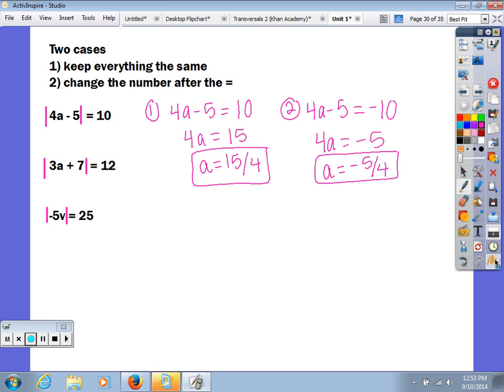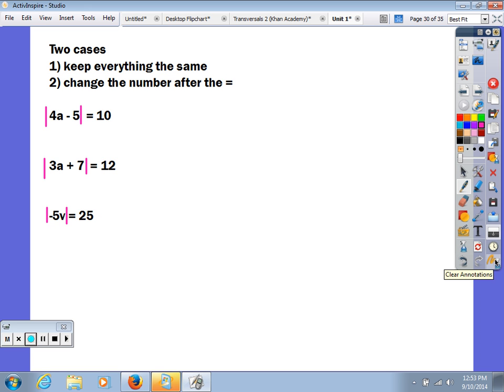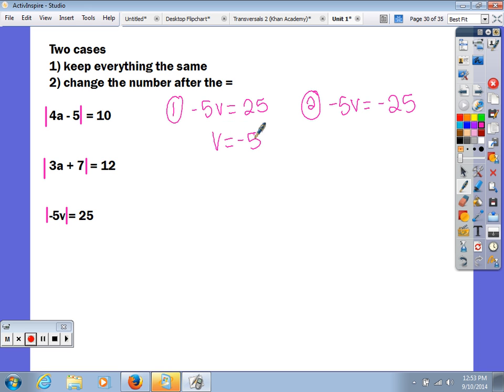Alright, let's go ahead and do the third example. We're going to skip down here. I'm going to have my two cases again. My first case is negative 5v equals 25, because you keep it the same. The second case is negative 5v equals negative 25, because remember, you change the sign of the last number. Once again, solving for v, 25 divided by negative 5 is going to give me negative 5. Negative 25 divided by negative 5 will give me positive 5. And those are your two answers.